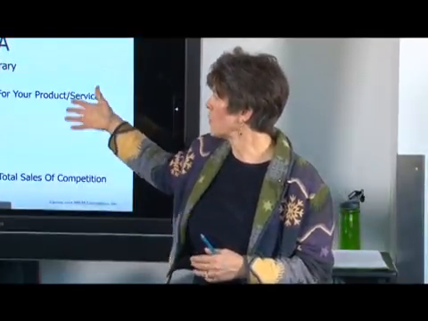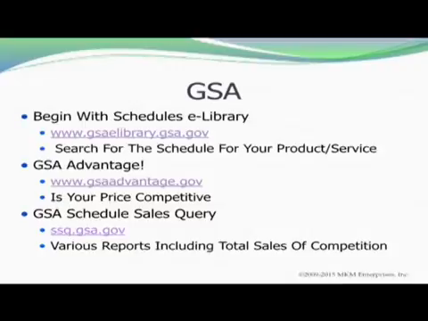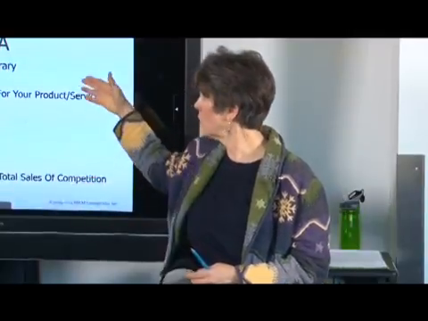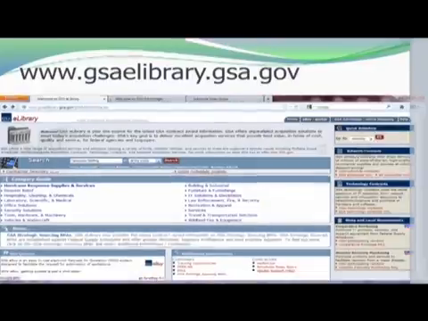So we're going to go through 3 key areas on GSA that you can still get a lot of information. Even if you're not interested in getting on the GSA, there's a lot of information you'll find out on who's buying your product, who your competitors are, et cetera. Okay? So we'll just start right now with the eLibrary.